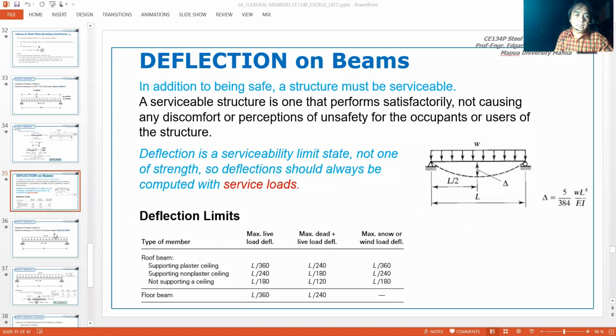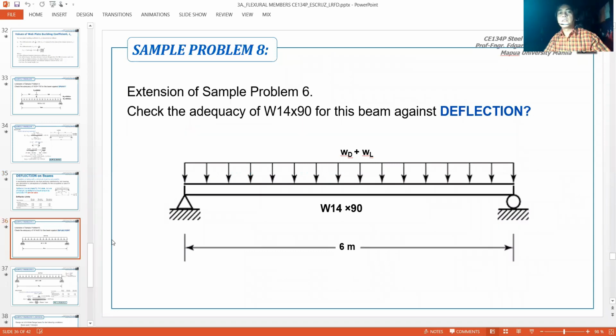Let us solve this example. Sample problem number 8 was taken from sample problem number 6. It is the same beam. We are asked to check the adequacy of this W14 by 90 section against deflection.